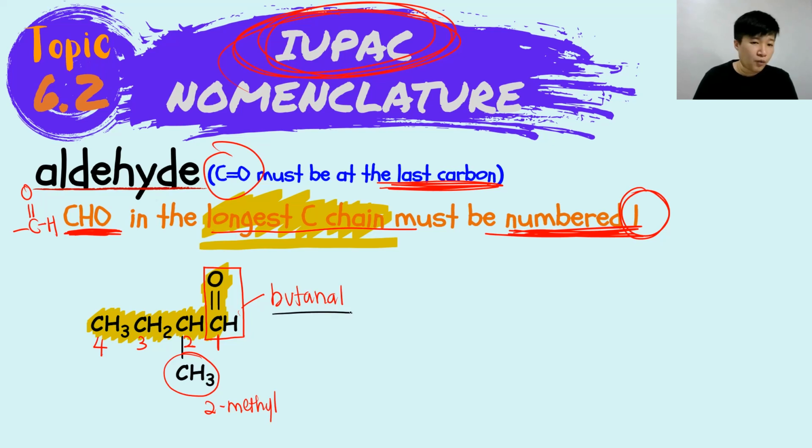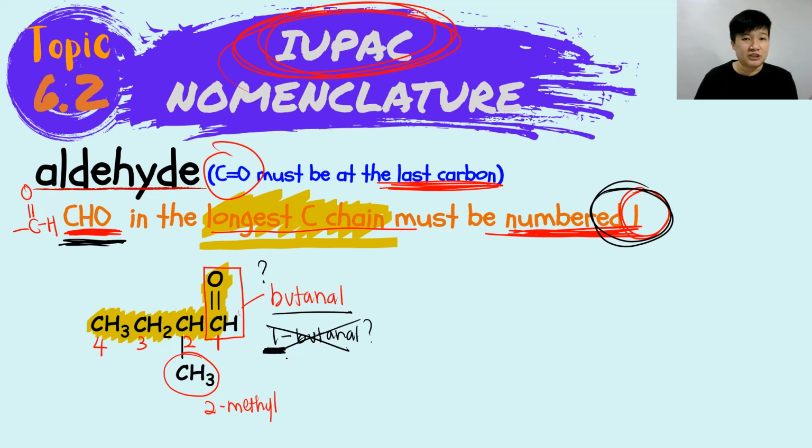And my question over here, do we need to put a number for the butanal? Do we need to write 1-butanal? Is that needed? It's not needed because your C double bond O will be forever at number 1. Always. Alright, in your aldehyde, we do not need a position for your parent because your C double bond O will be forever at number 1. Remember that. So the full name of this compound will be 2-methylbutanal.